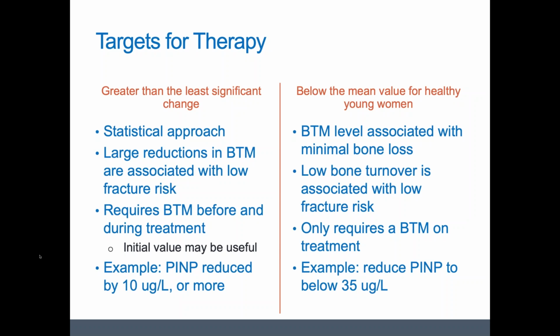On the right, I show that below the mean value for healthy young women is our second target. And that's because a low bone turnover marker is linked to low rates of bone loss and low fracture risk. And it only requires a bone turnover marker to be measured on treatment. So here, an example of how you might interpret this is that if the P1NP was below 35 micrograms per litre, the person would have reached their target.